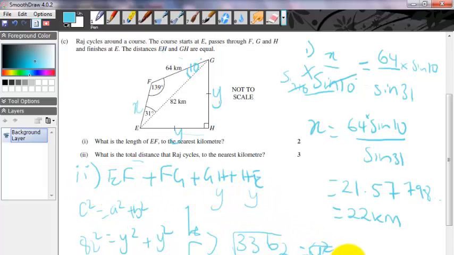So your answer for double I is 58? No, wait. We said EF plus FG plus GH plus HE, all the way around. That's 22 plus 64 plus 58 plus 58. 22 because of EF, 64 because of FG, and then GH and HE are the same, which is what we just found. They're 58. So your answer is 202 kilometers.